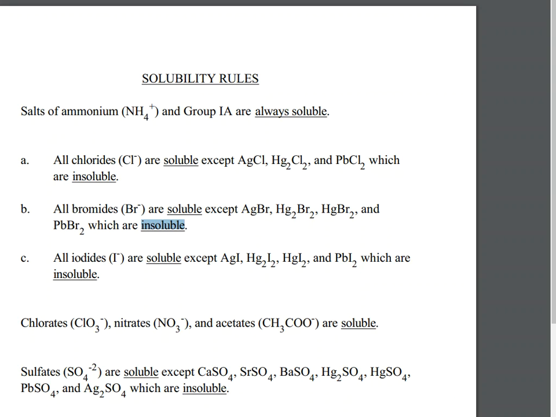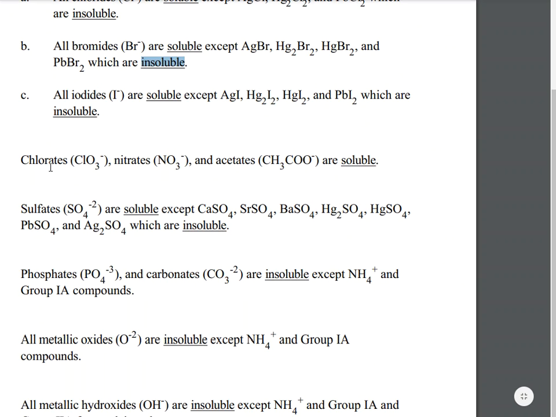Now let's go one down. Rule number 3 says chlorates, ClO3s, nitrates, NO3s, and acetates, CH3COO, are soluble. That means that they will dissolve in water, mainly. So chlorates and nitrates and acetates will all stay in solution. They will not precipitate out. And I've already hinted, precipitation is very important in qualitative.